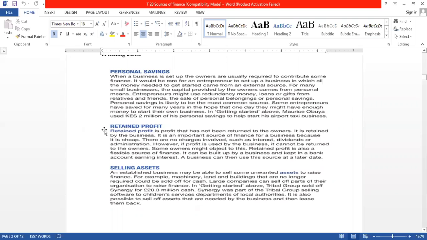Okay, the third and last of the internal sources is selling assets. Selling assets means, in an established business, you may be able to sell some unwanted assets to raise finance. So the simple definition: selling unwanted assets to raise finance. For example, if you have too many assets, like too many motor vehicles and lorries, then what can you do? You can sell one because it is unwanted.